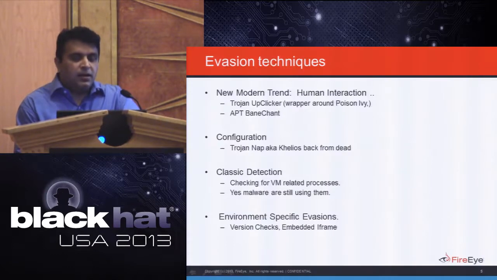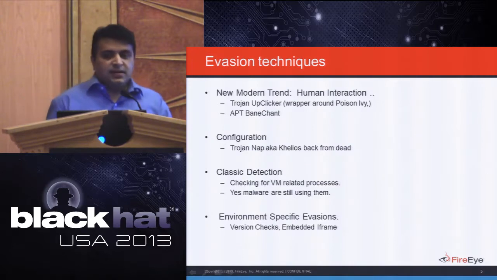We have broadly classified the evasion techniques into four parts. In the first part, we have evasion techniques which make use of human interaction. In the second part, we have evasion techniques which make use of configuration issues. Then we talk about the classic techniques. These classic techniques have been discussed in the information security space, but we still see a considerable amount of samples which make use of them. And last but not least, we have environment-specific evasion techniques.